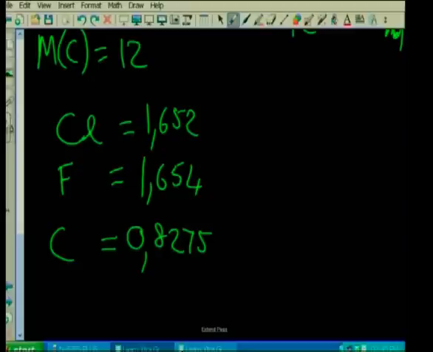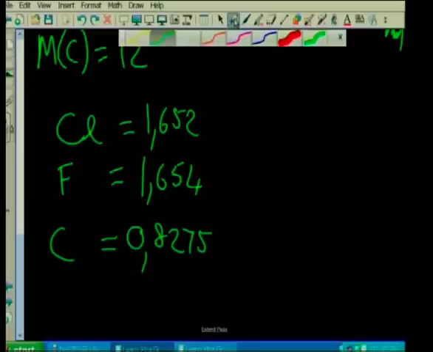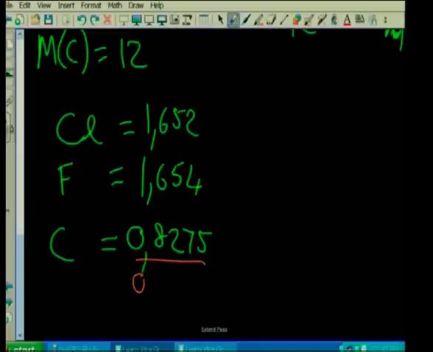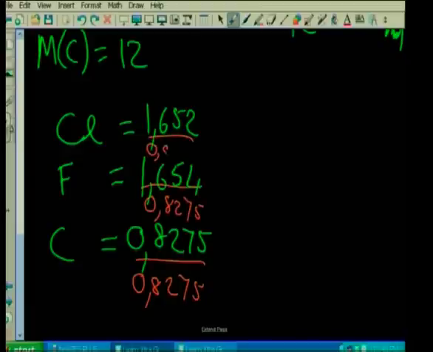To get it to the simplest form, I'm going to divide all of the numbers by 0,8275. Divide that one by 0,8275. Divide that one by 0,8275. And now I work out a ratio. Well, 0,8275 divided by 0,8275 is 1. There's no debate about that.